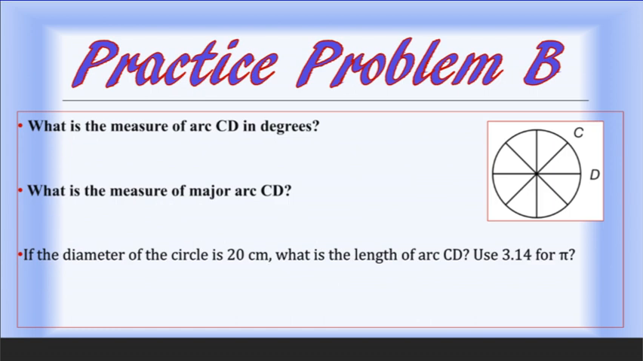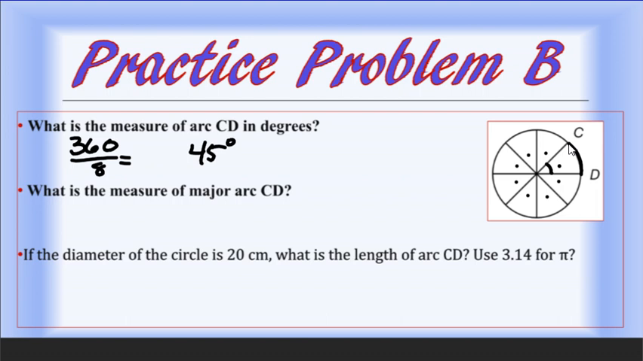And our last problem, what is the measure of arc CD? We need to find out this piece. In order to find that in degrees, I need to know what the central angle is. But first, I need to count how many sections or sectors we divide the circle into. So 1, 2, 3, 4, 5, 6, 7, 8. We had 360 degrees. We divided into 8 sectors. So 360 divided by 8 gives us 45. So the central angle is 45. That means the arc of CD is 45 degrees.